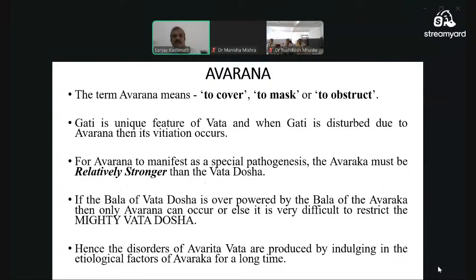I have been telling this for the third time. If the bala of Vata is overpowered by the bala of the Avaraka, then only Avarana can occur, or else it is very difficult to restrict the mighty Vata dosha. It's impossible. So if I'm seeing 20 to 30 patients a day, till now, except one or two, I would not have said it may be Avarana.